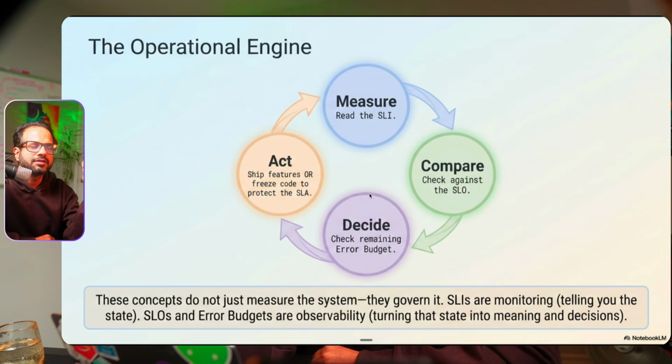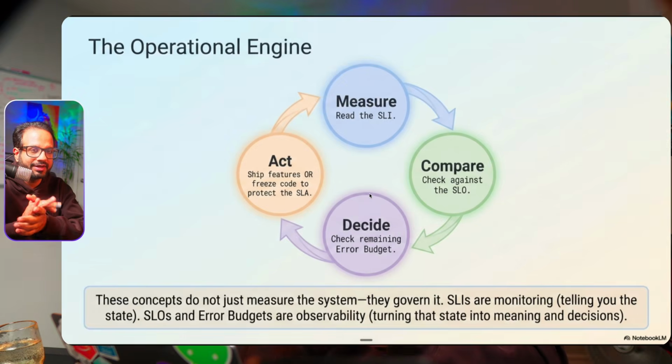Okay. So we have measure. First, you read the SLI, which is the current situation. Then you check it against the SLO, which is the comparison that you do. You also check the remaining error budget. How much budget is left? And based on that, you act, whether you want to ship the feature faster, freeze the code, or protect the SLA. So that's an operational engine that SRE follows in a continuous loop. And that is what provides high service-level reliability.